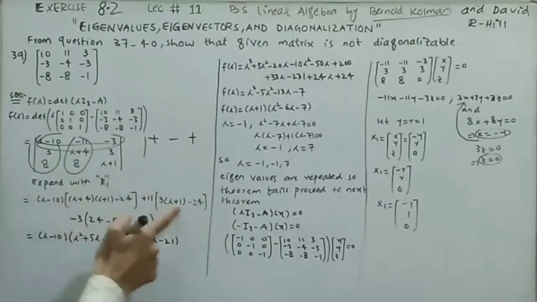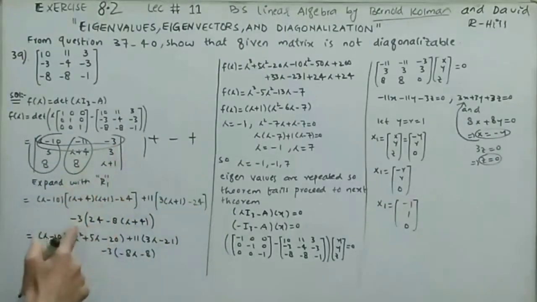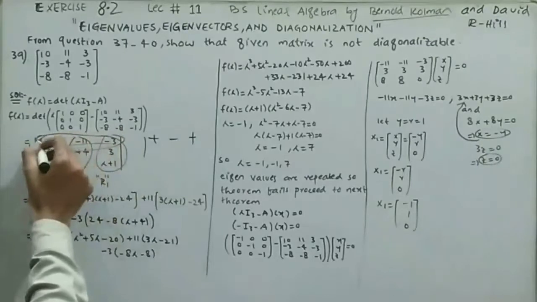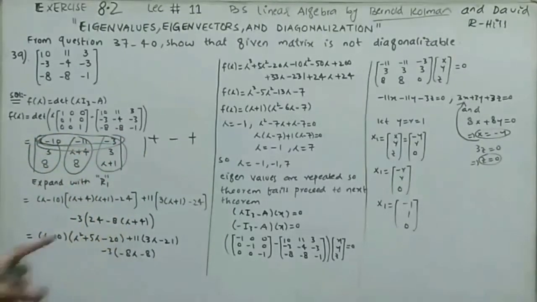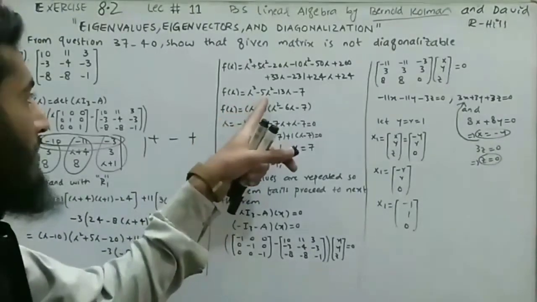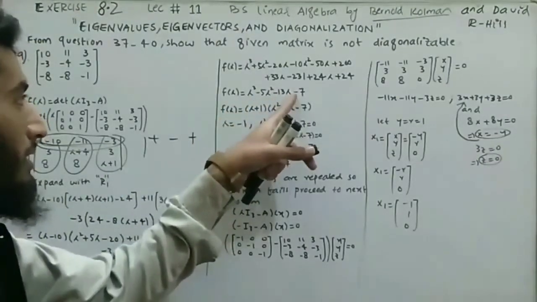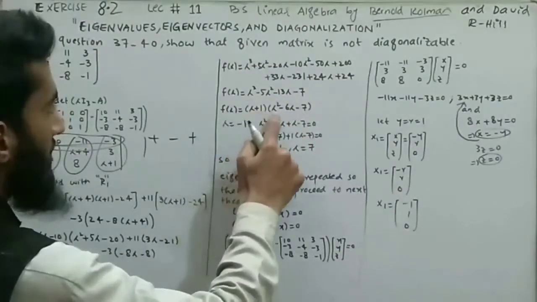So minus into minus is plus 11. For this, cross this row and this column. So 3 into (lambda plus 1) and minus 3 into 8, minus 24. Now for minus 3, it comes down: cross this column and this row. So 3 into 8, 24, and (lambda plus 4) into 8. So by simplification, it will give us f of lambda is equal to lambda cube minus 5 lambda square minus 13 lambda minus 7.